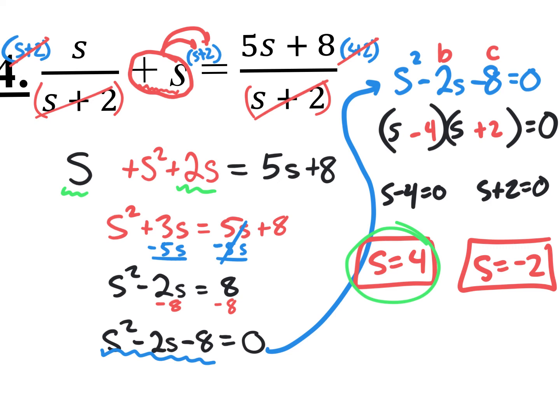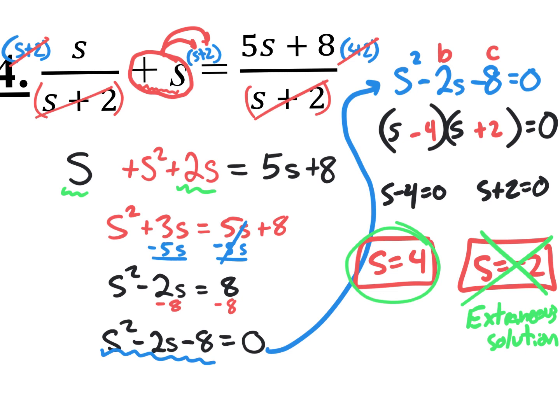So what does that mean? That means that this guy is not an answer. So you only put the 4? So you only put the 4. Okay. Technically, the s equals negative 2, that's what we call an extraneous solution. That just means that it's an extra answer that doesn't work. You don't have to write that.